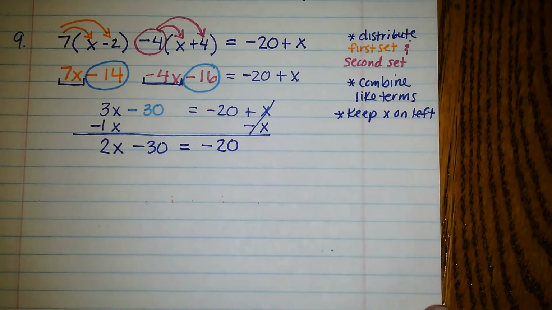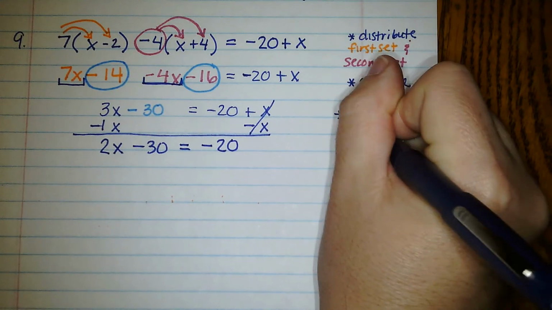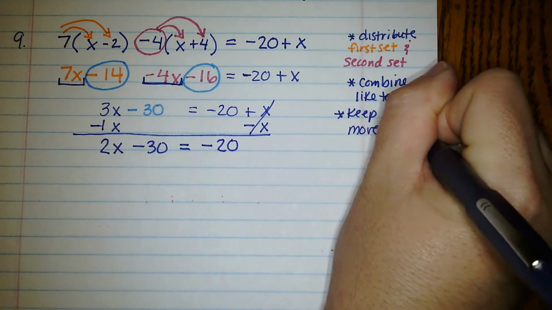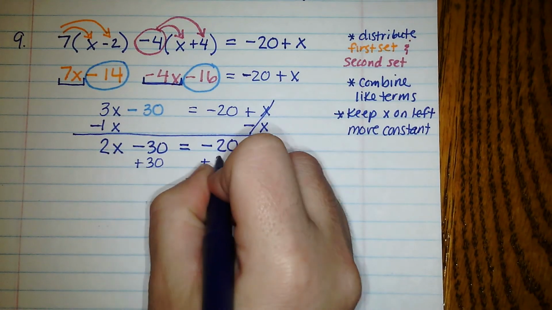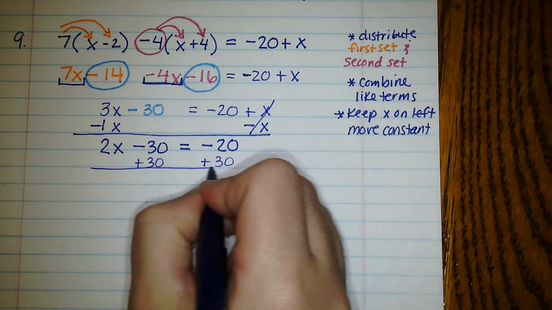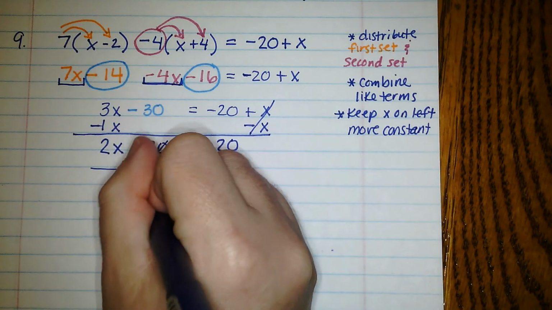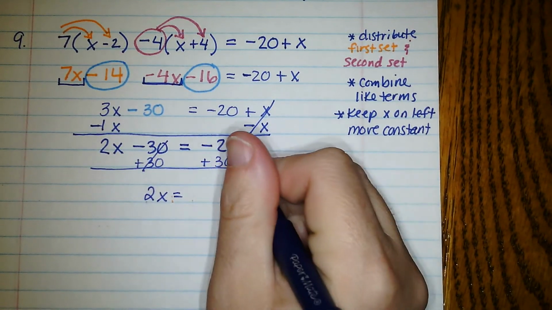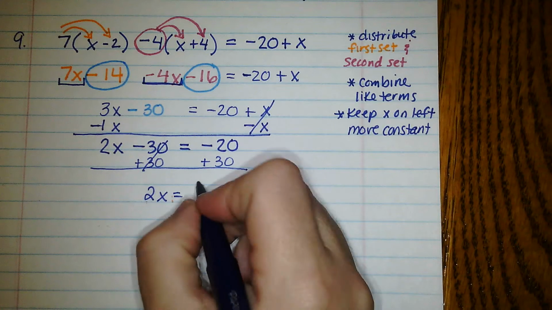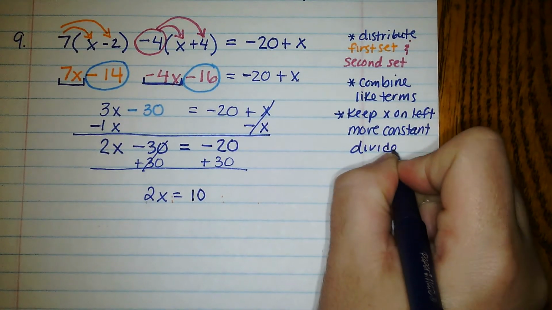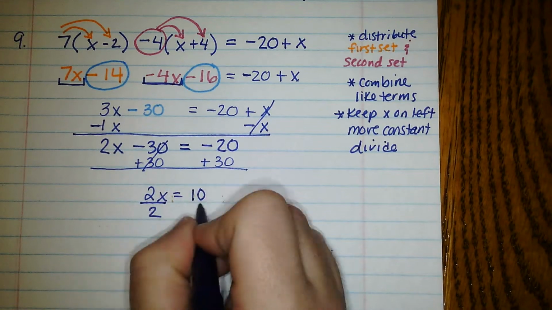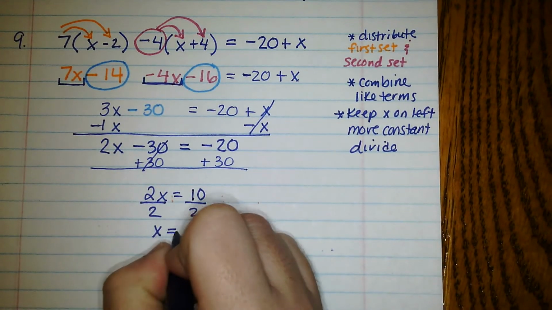Okay, next step, move the constant. So we're going to add 30 to both sides of equals. Again, watch our signs here. We've got 2x equals, and negative 20 plus 30 is going to give us a positive 10. Then, of course, we have to divide. And you get 5.